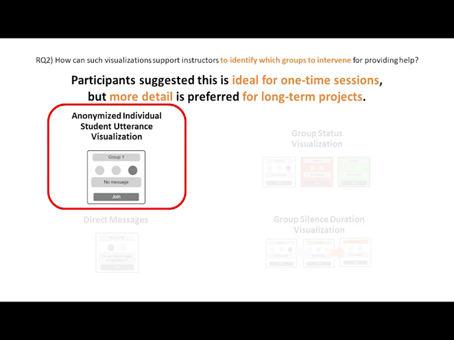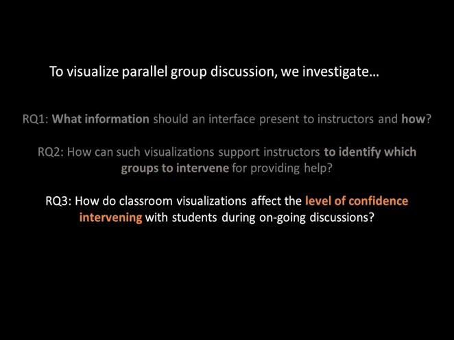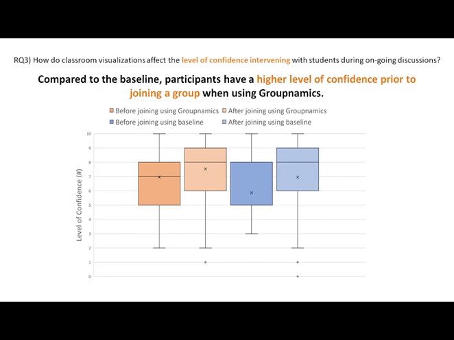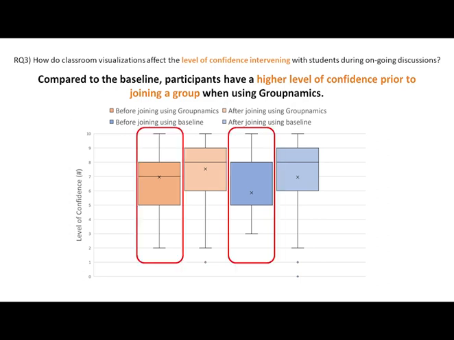In terms of anonymization of the students, participants felt Groupnamics provided an appropriate amount of information for one-time sessions. However, for long-term projects, they prefer to see more details about the individuals. When comparing levels of confidence prior to joining a group, the participants' average level of confidence using Groupnamics was significantly higher than the baseline condition.